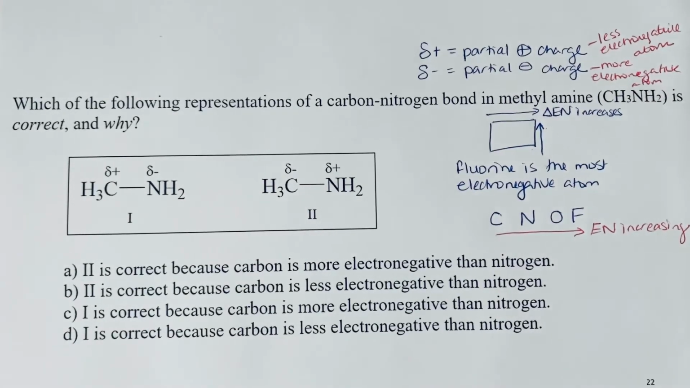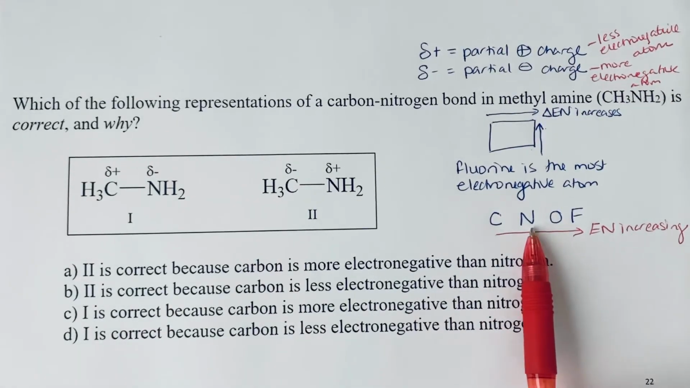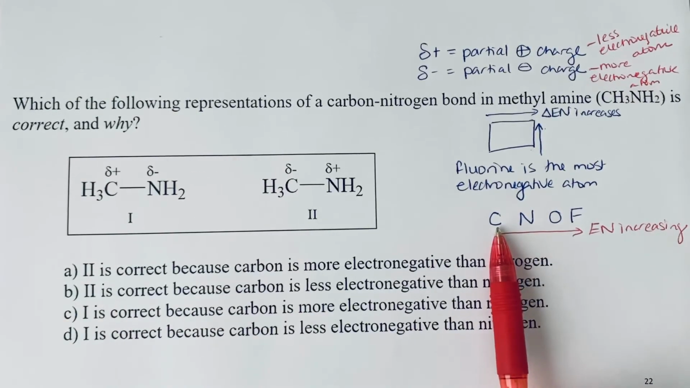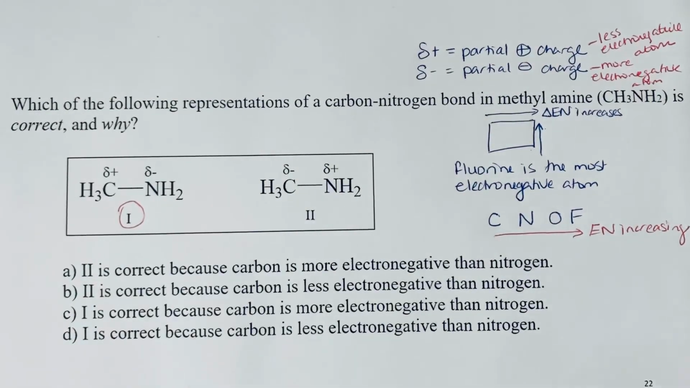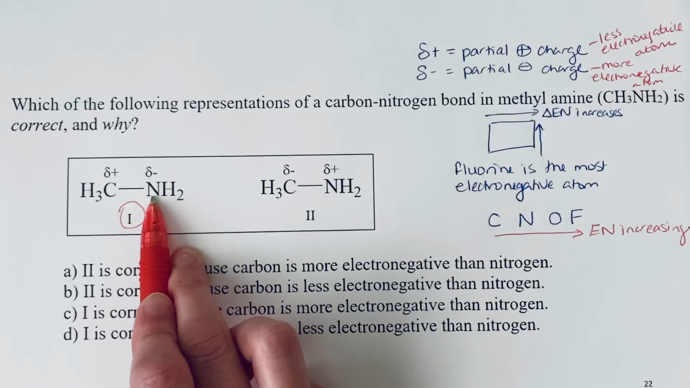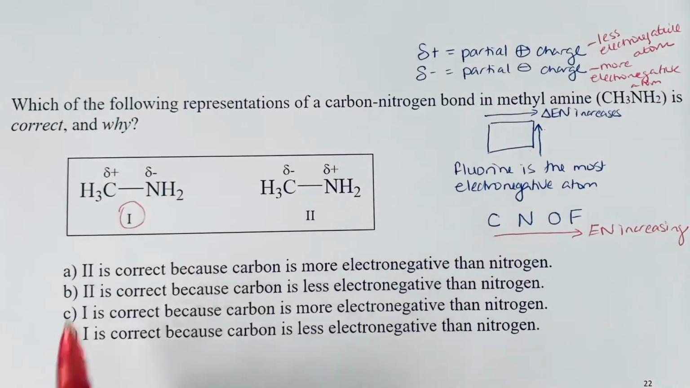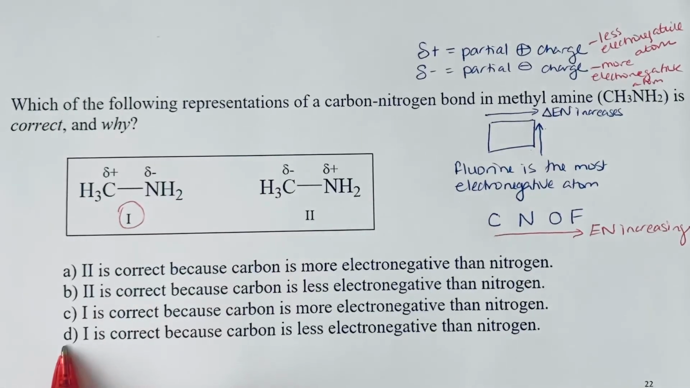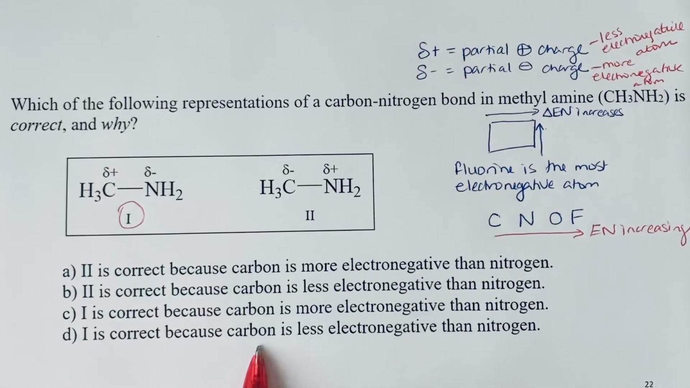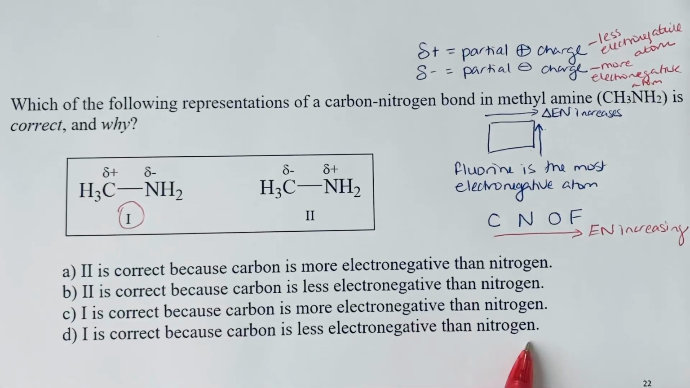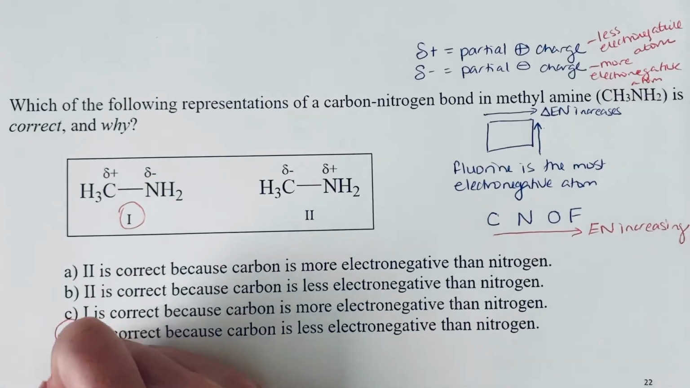So what that means, if we look at the two representations, if nitrogen is more electronegative, we want that to have the delta negative, and we want carbon to have the delta positive. So that means that this is the correct representation, number one, where we have the delta negative on the more electronegative atom. And so that gives us options C and D as possibilities, where we have that structure 1 being correct, and we just want the statement that matches what we talked about. And so D here, where it says that 1 is correct because carbon is less electronegative than nitrogen, that is the right answer.